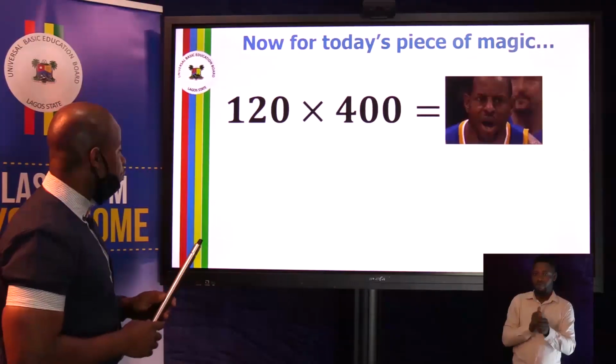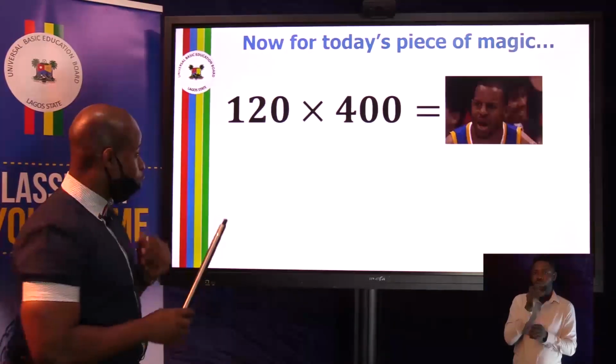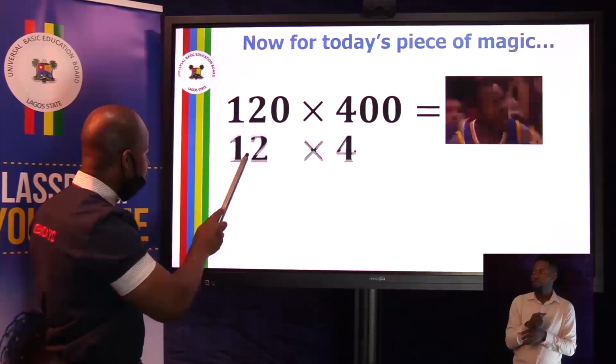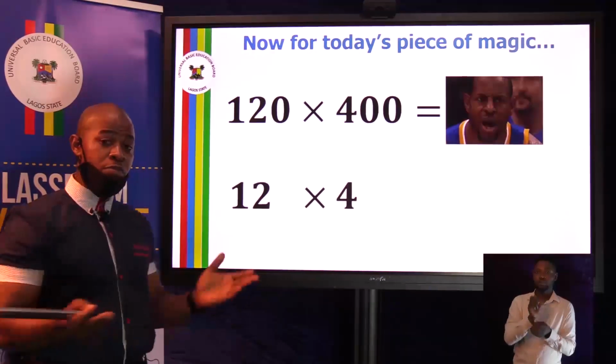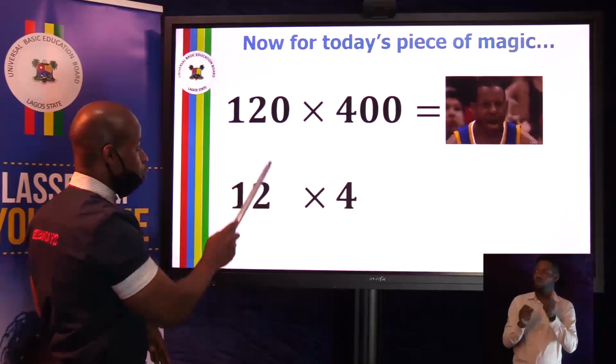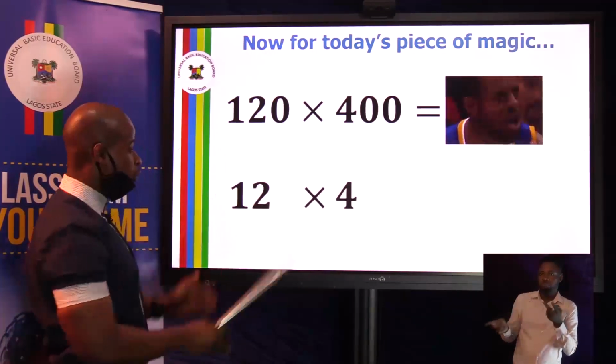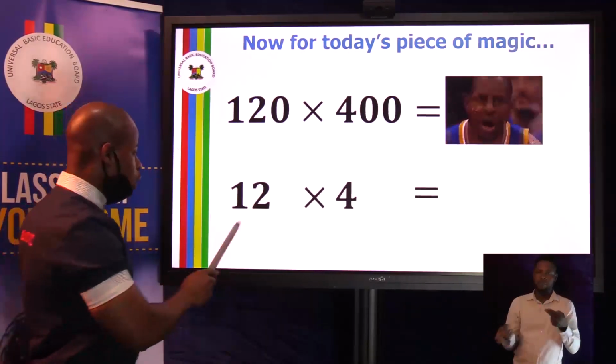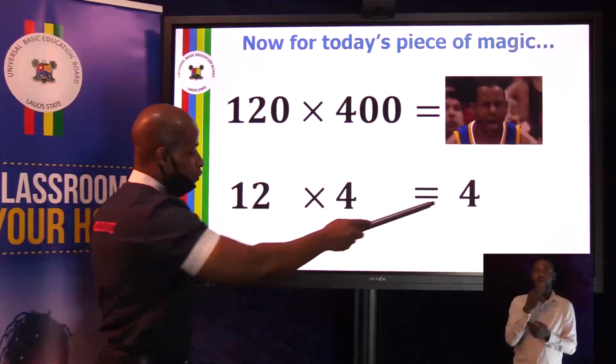Just follow me. Now, what you do is that you take the significant digits for each number. And what do I mean by significant digits? The numbers that are not 0. Here I have just 1 and 2, and here I have just 4. So you bring them down and you multiply them. 12 times 4, you know, is 48.